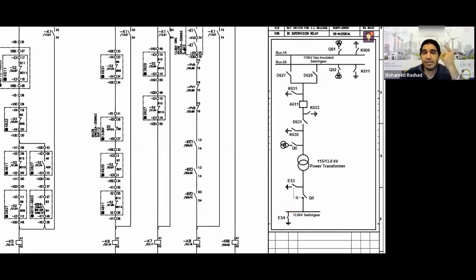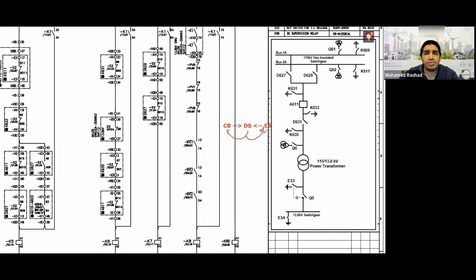Okay, let's think together. Now I have a rule. Rashad told me about a rule yesterday or the day before yesterday. At the same time, I have the earth switch, which also looks at the disconnector switch, while the disconnector switch is the one that looks at the circuit breaker, and it also looks at the earth switch.